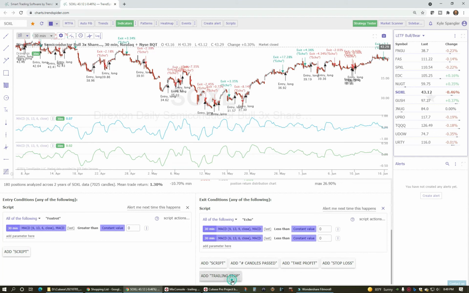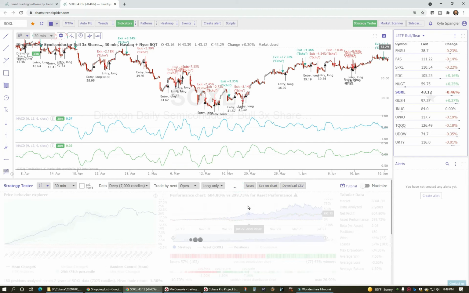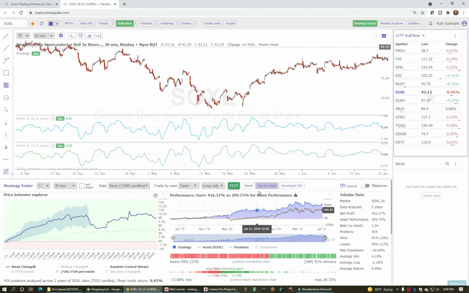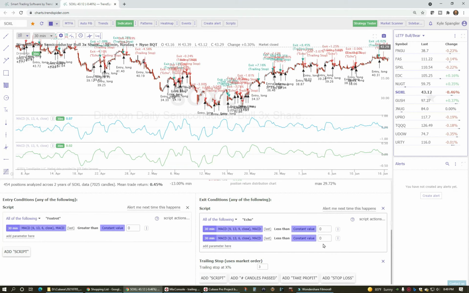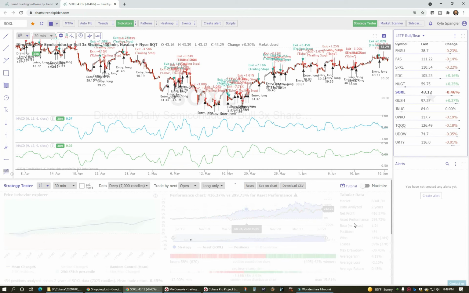And what I want to do is add a trailing stop. We're going to start with 3%, and then we're going to run the test. And this backtesting software is basically just running this trading strategy through as many past candles as it can. So in this case, it's 7,000 candles, which gets us back about 2 years. So you can see when I add the trailing stop loss, I get a net profit of 416%. And I'll show you here how 1% works. So if I add a trailing stop of 1%, I actually get a 500% profit, so closer to my 600%.